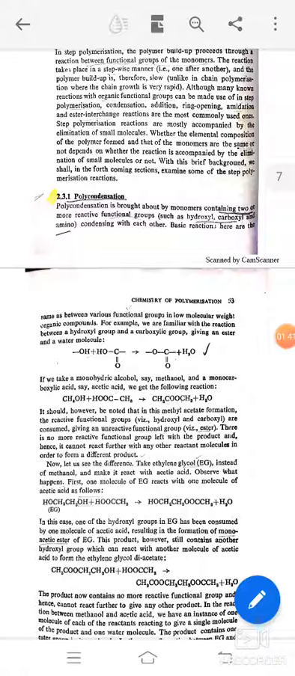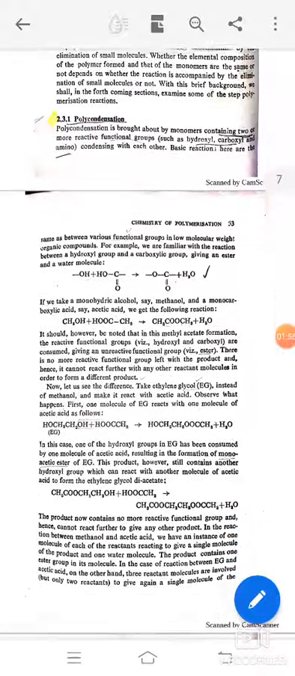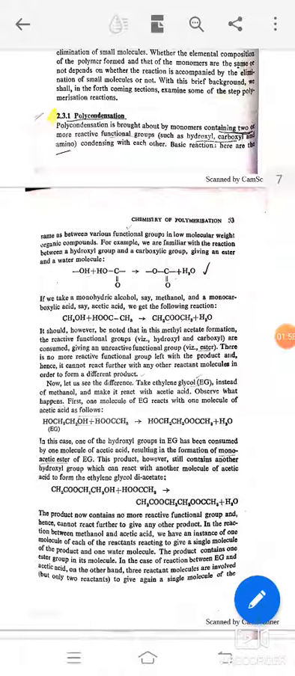For example, this is the hydroxyl group and this is the carboxylic group. A hydroxyl group plus a carboxylic group form this compound, and a water molecule is eliminated. This is the condensation reaction. If you take a monohydric alcohol, say methanol, and a monocarboxylic acid, say acetic acid, we get the following reaction. This is the alcohol and this is the acid. Acetic acid and methanol form this ester.